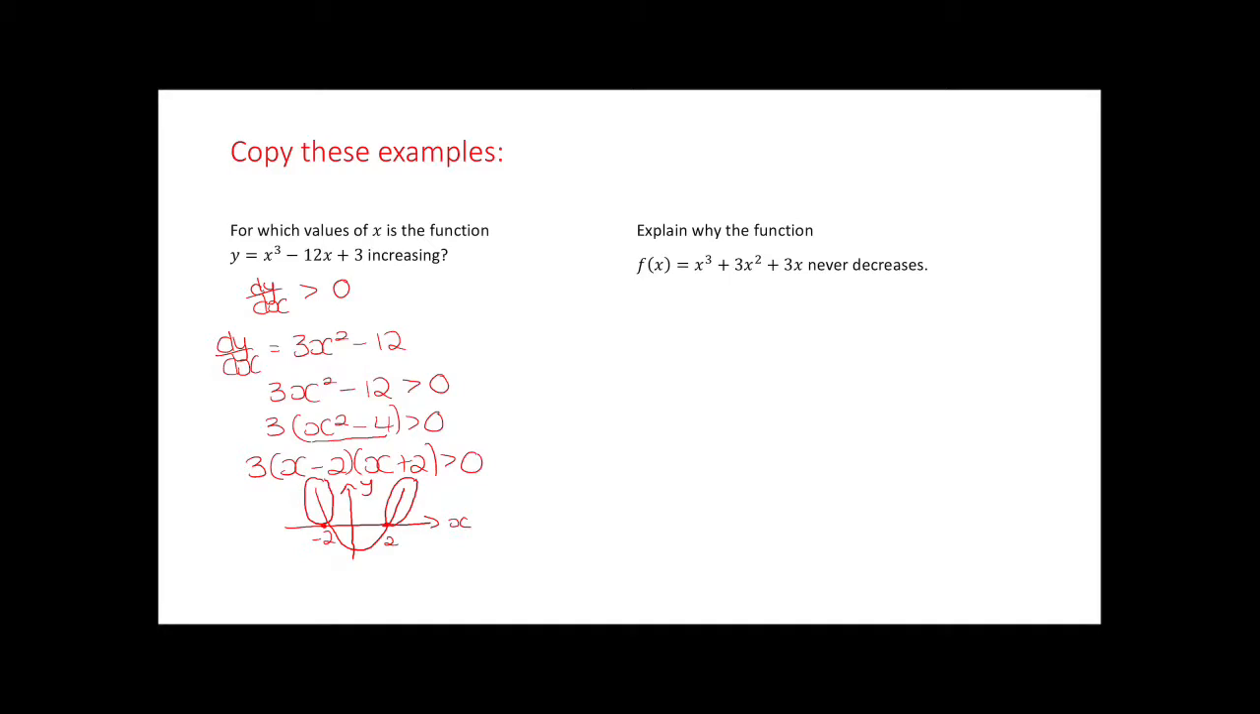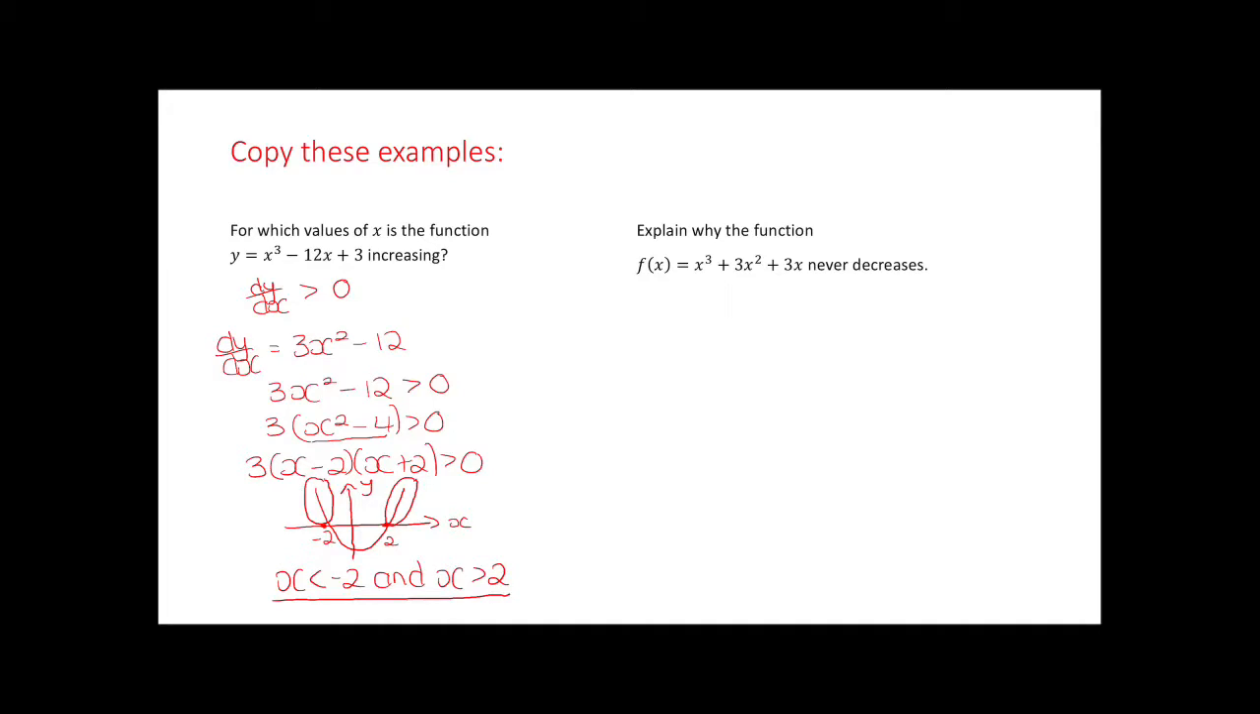So remember, when we're talking about greater than 0, we're looking for where it lies above your x-axis. So we can see that it's greater than 0 when x is less than negative 2 and when x is greater than 2. So the function's increasing when our x values are smaller than negative 2 or greater than 2.